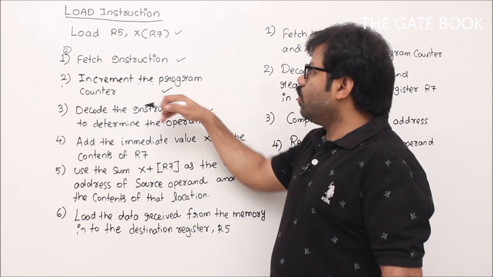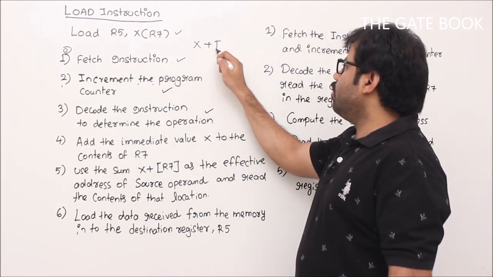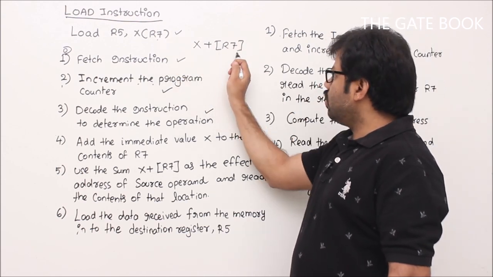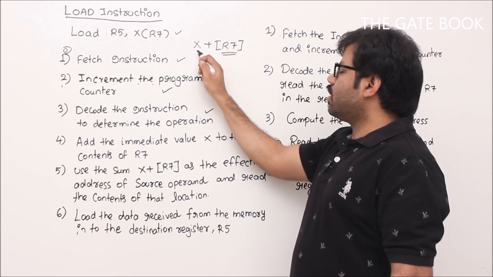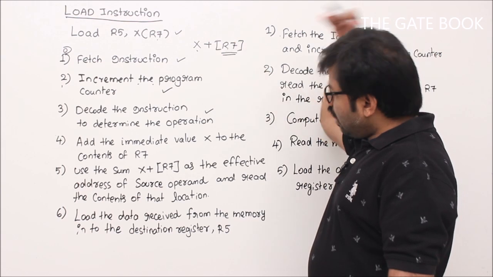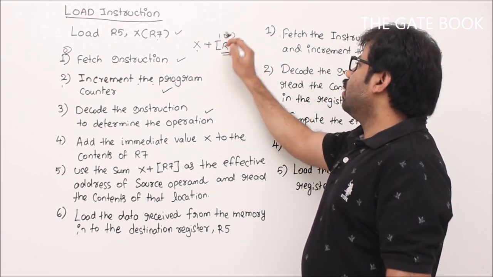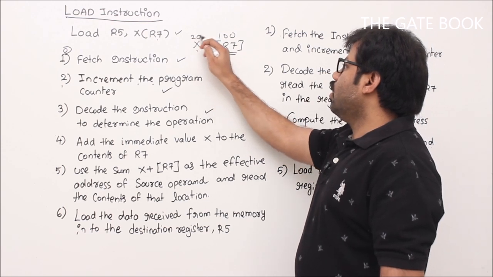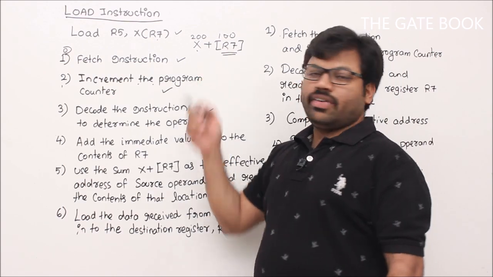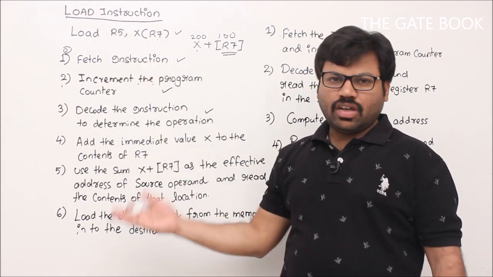So what we are going to do is in this Load R5, X of R7, X plus R7 will be computed, correct? That means the content of R7 is added to X. Then you get some value. So we will be going to that memory address. Example, R7's content is 100. Then X is, let's say, 200. 200 plus 100, 300. Go to memory address 300 and fetch the data. That means fetch the data and store it in R5. That is what the operation is, right?